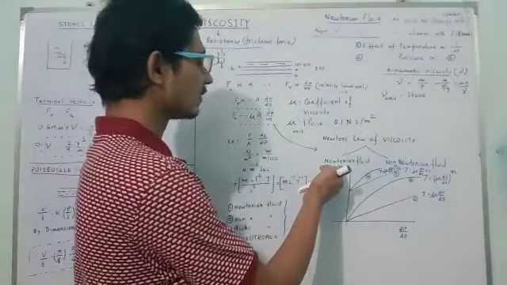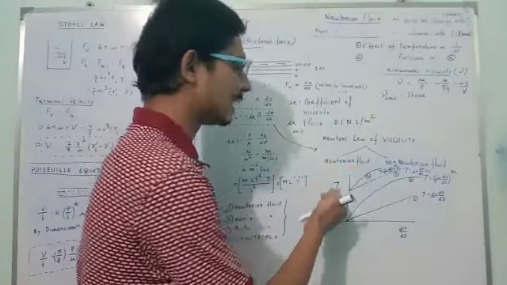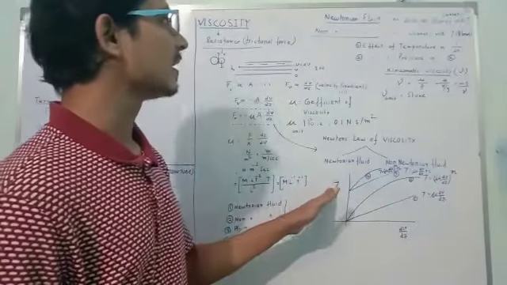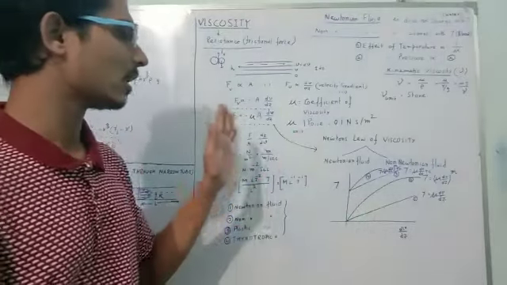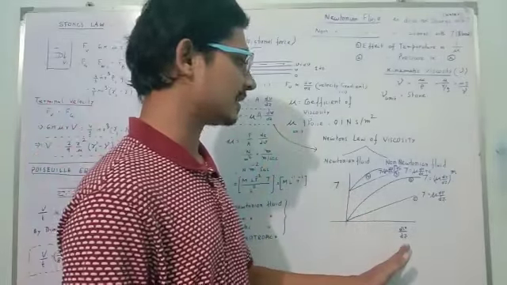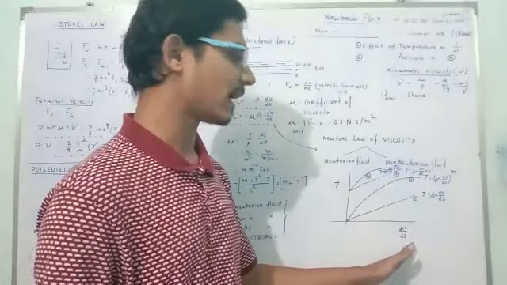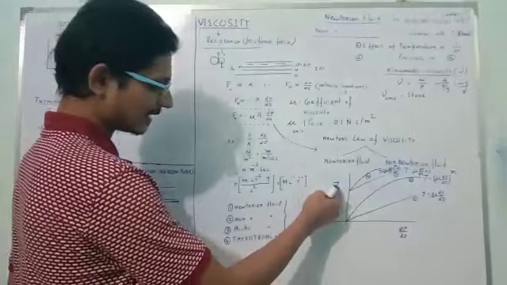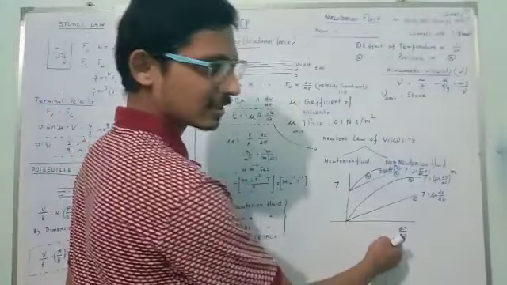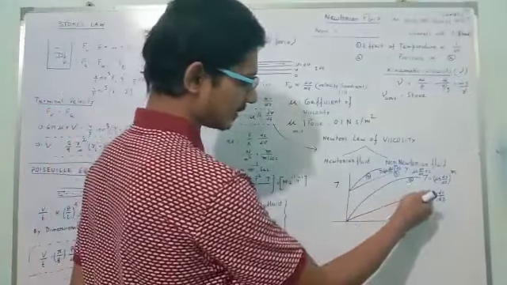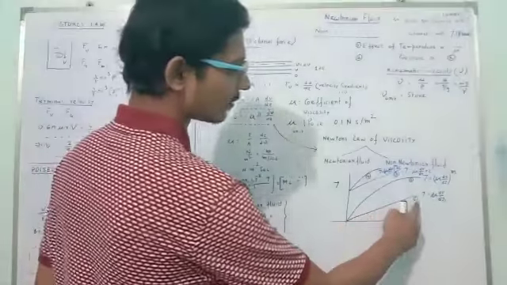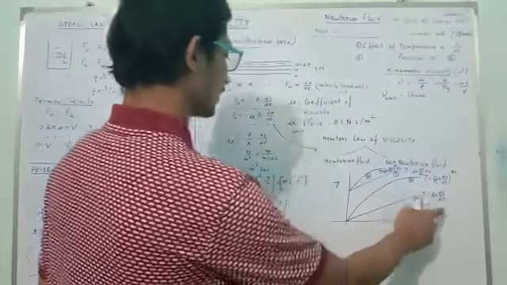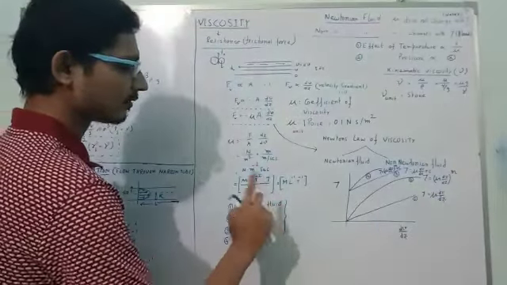That means in the case of a Newtonian fluid, the stress is a simple factor of dv by dz. In that case, the plot of tensile stress versus dv by dz is a straight line passing through the origin. This is liquid number 1, where tensile stress tau is equal to mu dv by dz. So this liquid is called a Newtonian fluid.